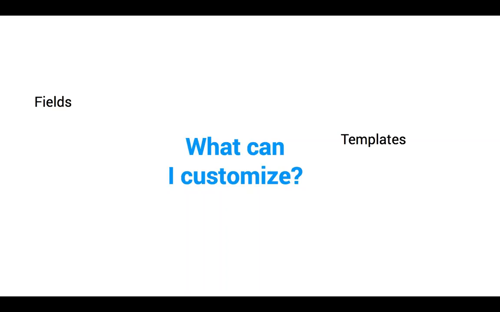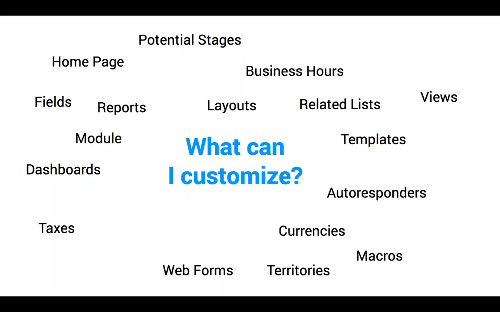You can customize a lot of elements like fields, templates, layouts, sections in a page, macros, and so much more. The changes include renaming, reordering items, and even hiding tabs and fields that are not required. The aim of customization is to make your CRM work for you. We hope that at the end of this webinar, you can convert the CRM into your CRM.